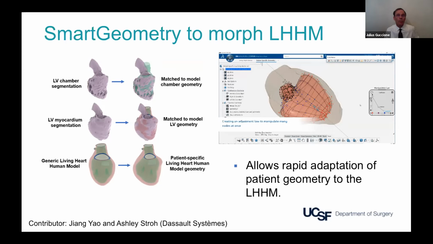And this is also being pursued, patient-specific modeling for the in silico clinical trial involving functional mitral regurgitation and edge-to-edge mitral valve repair.